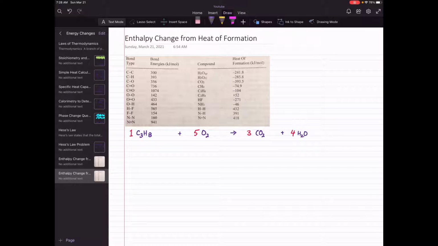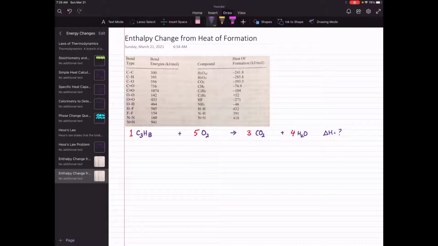So over here we have again C3H8, which is propane, and we are burning it in oxygen to form CO2 and H2O, and we have a balanced chemical equation. To calculate the change in enthalpy, delta H, for this equation, we have to find the heats of formation for each of these substances, the amount of energy required to make each of these substances from the elements in their standard states.